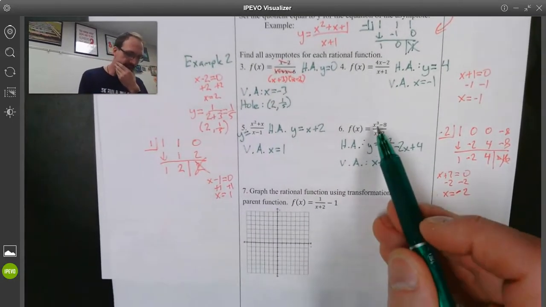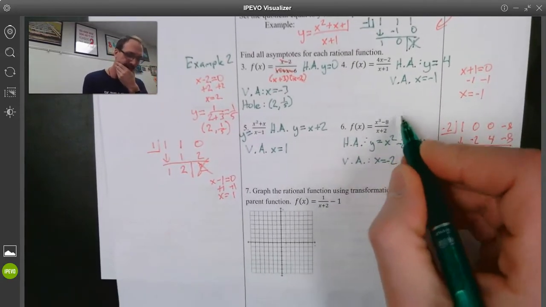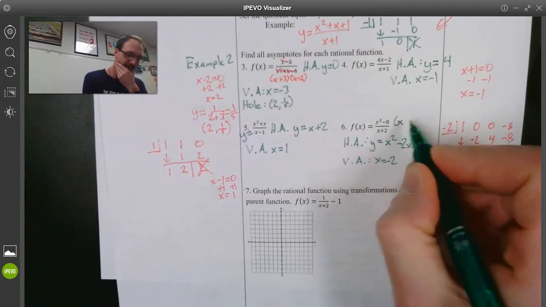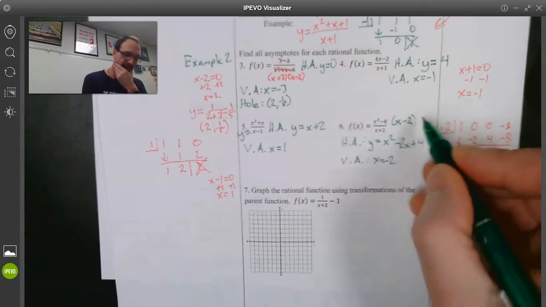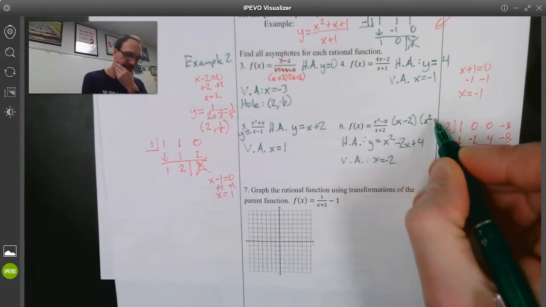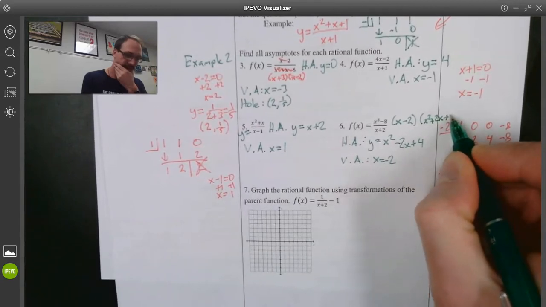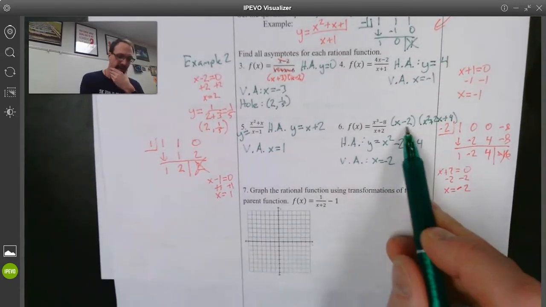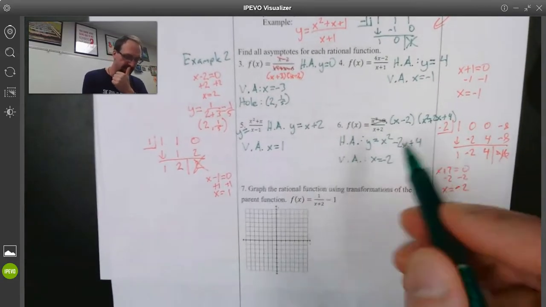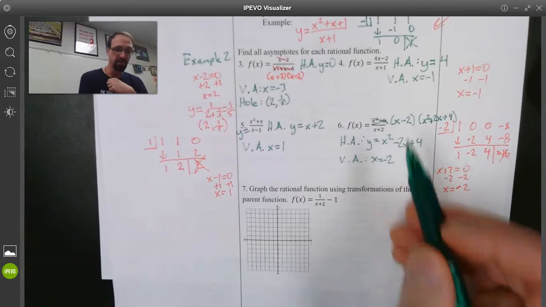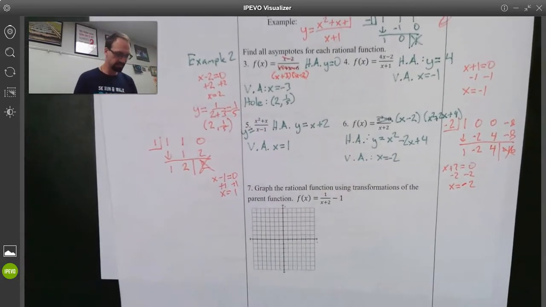Checking this, x cubed minus 8 is a perfect cube. However, when I simplify it, I get x minus 2 times x squared plus 2x plus 4. I didn't catch that, but fortunately, even though I didn't catch it, it still doesn't reduce. If this was x minus 2, then that would change things, and I would have a hole instead of a vertical asymptote.